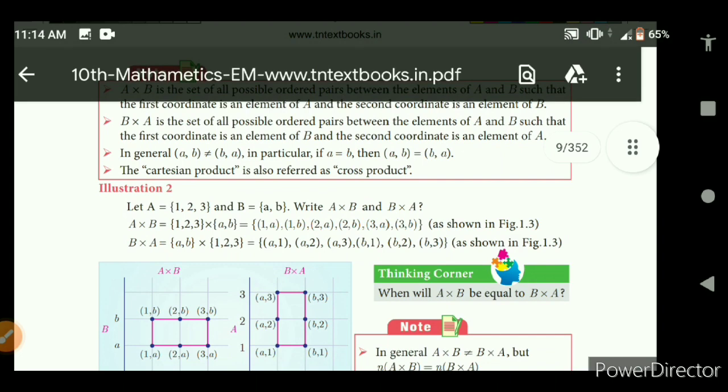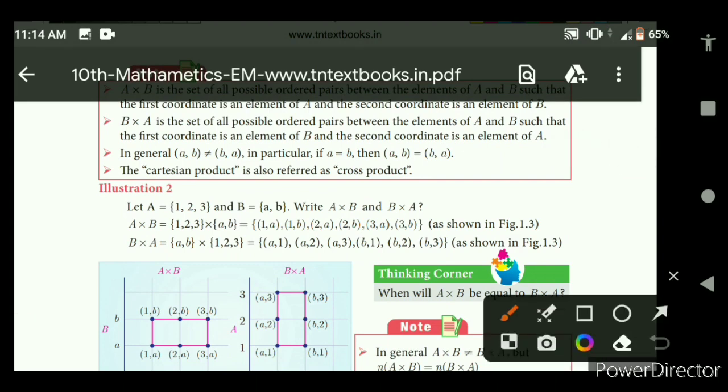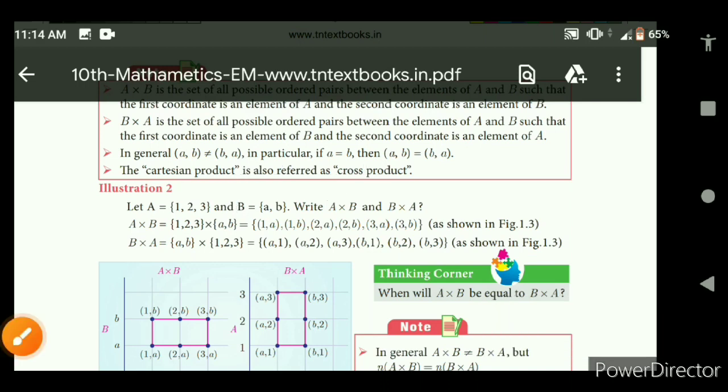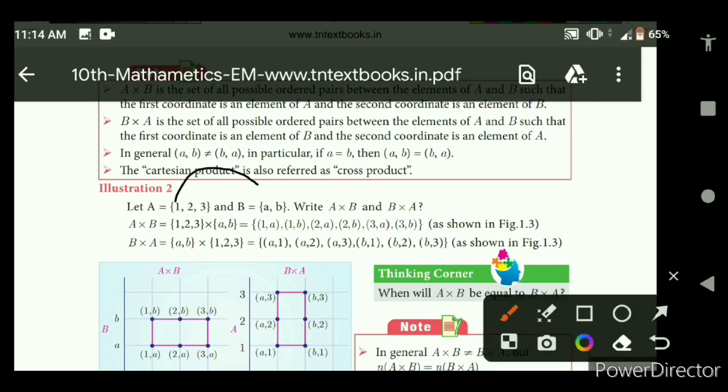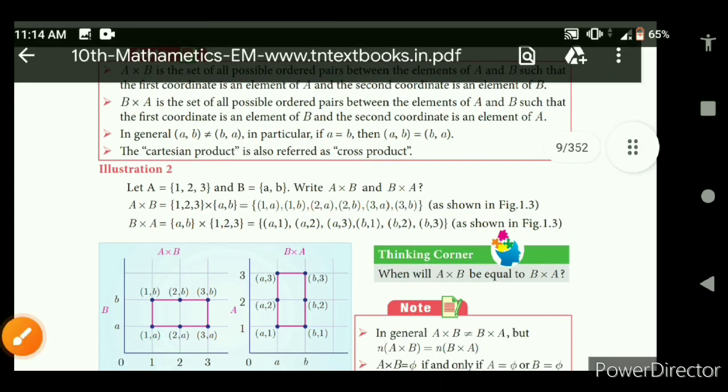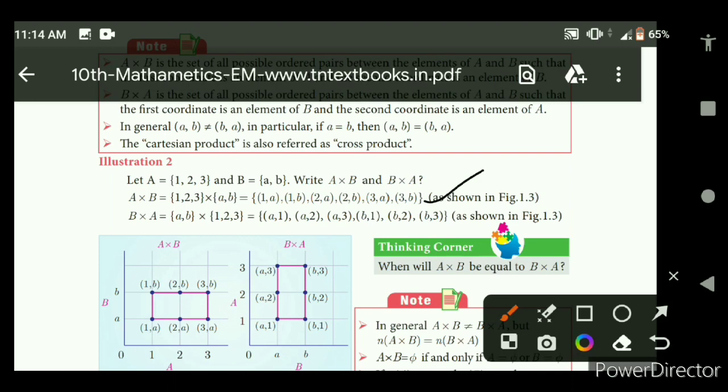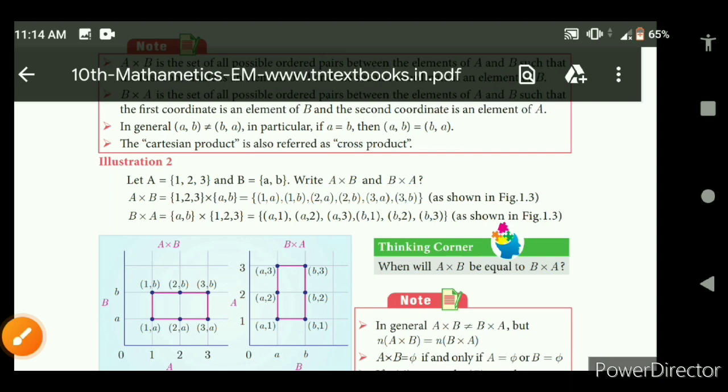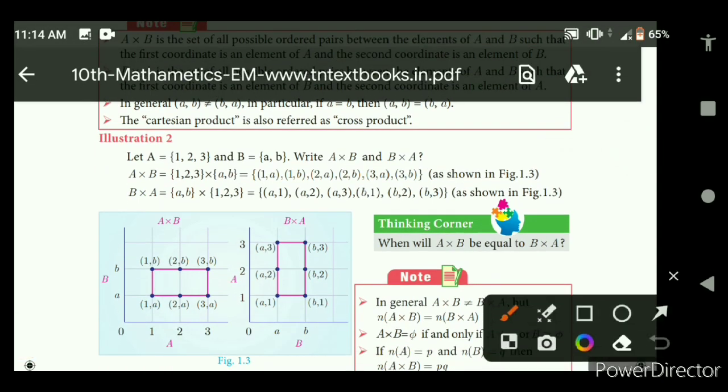A contains 1, 2, 3 and B contains a, b. So totally how many possible ways do we get here? 3 cross 2 is 6. This is A: first object, 1 with a, 1 with b, 2 with a, 2 with b, 3 with a, 3 with b. Here we got 6 combinations. Likewise, we get the answer for B cross A. Are both looking similar? No. Why? Because the values are different, so it is not similar.